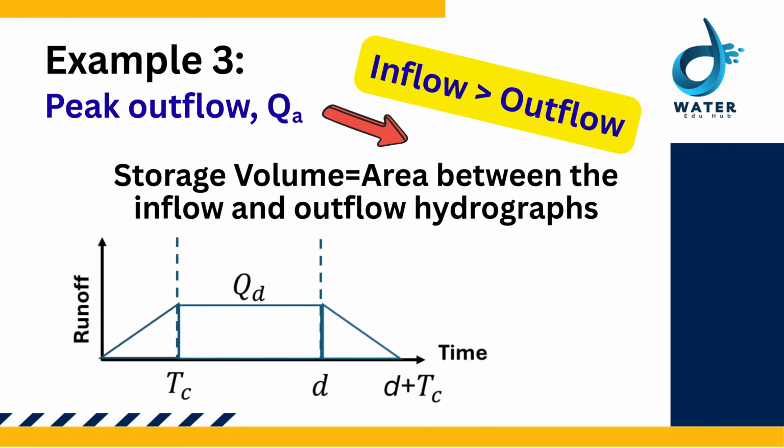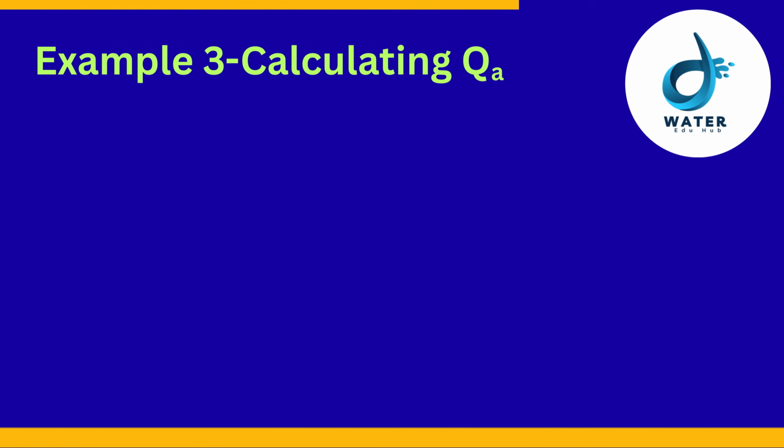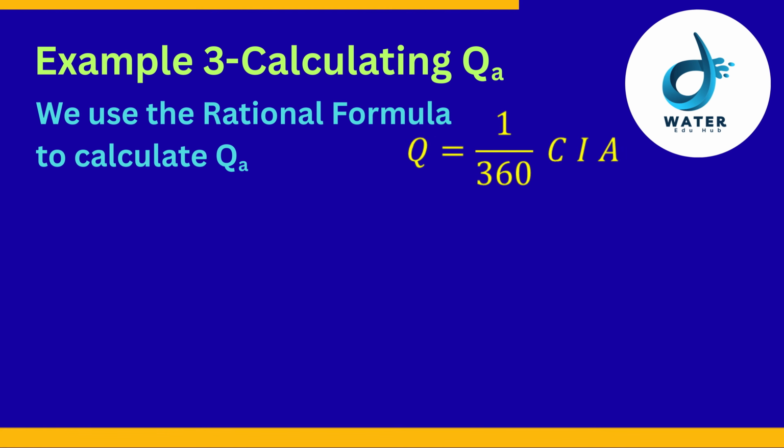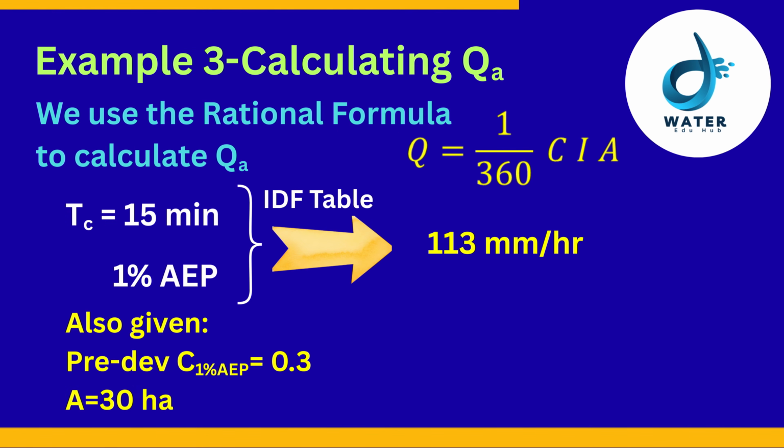Here we draw a horizontal line at QA until it intersects the inflow recessing limb, yielding the triangular outflow. The shaded area shown here is the storage volume, calculated using this formula. In the first step, we calculate outflow QA using the rational formula. For the given TC of 15 minutes, the 1% AEP rainfall intensity from the IDF table is going to be equal to 113 mm per hour. Substituting this in the rational formula, we get this.